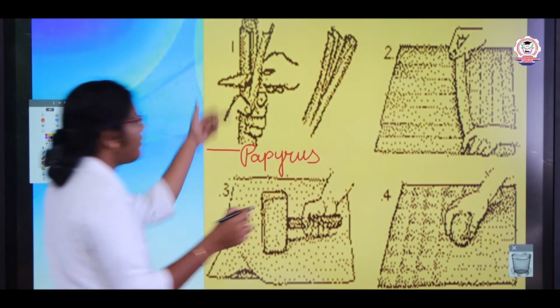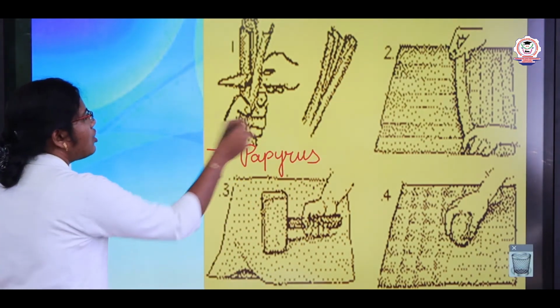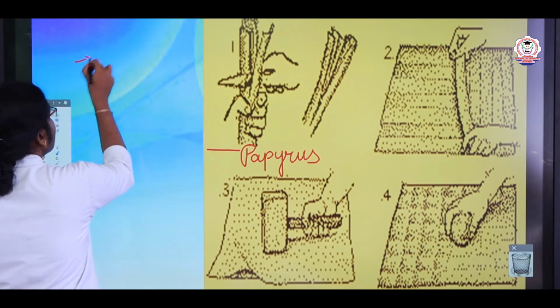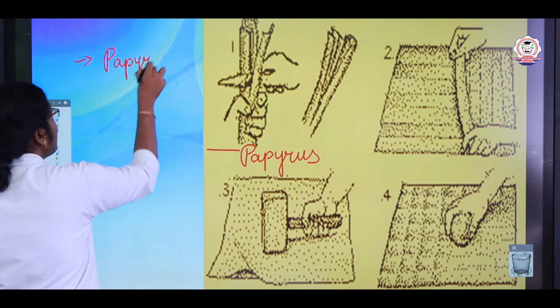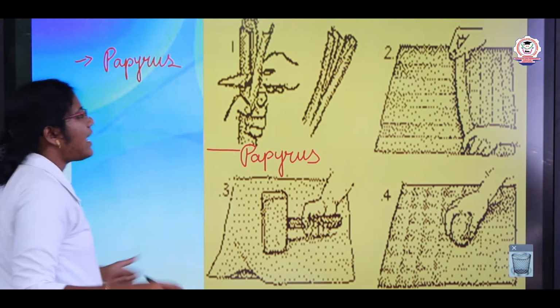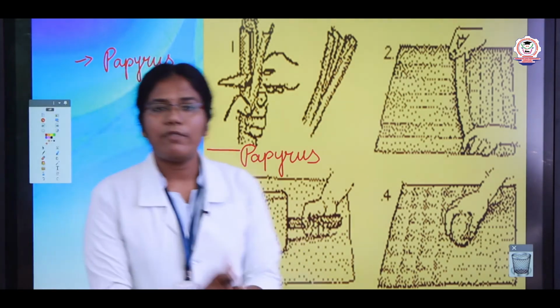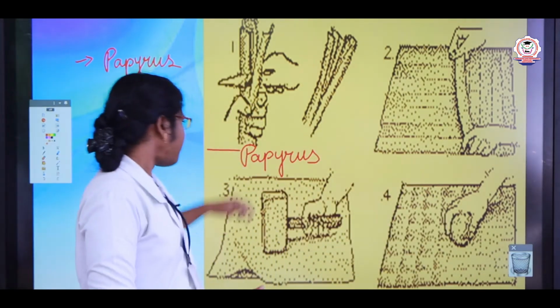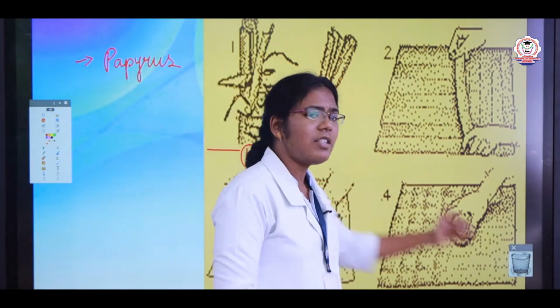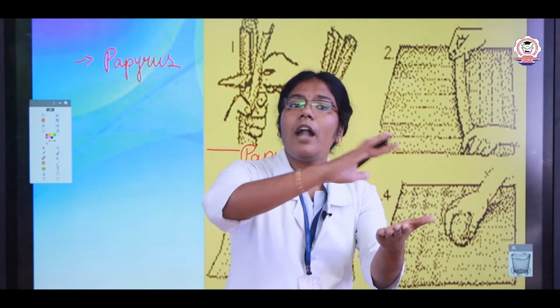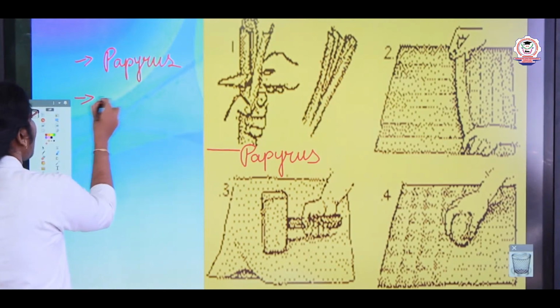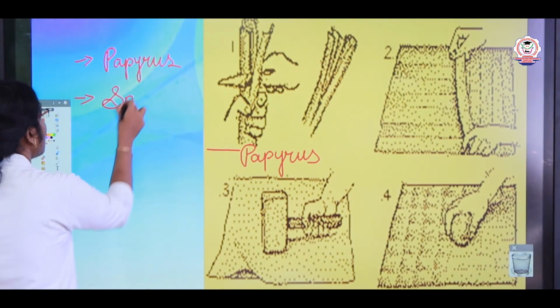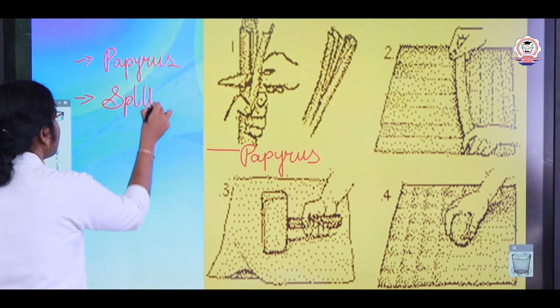The first picture shows the papyrus plant. So what is the first step? We need to grow a papyrus plant and harvest it. In the next picture, they cut it into a number of barks. They cut it into a number of barks. See this, they are splitting the stems.